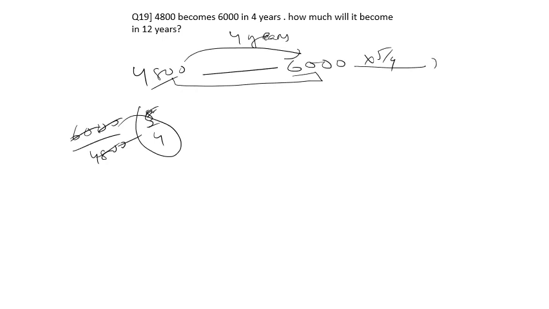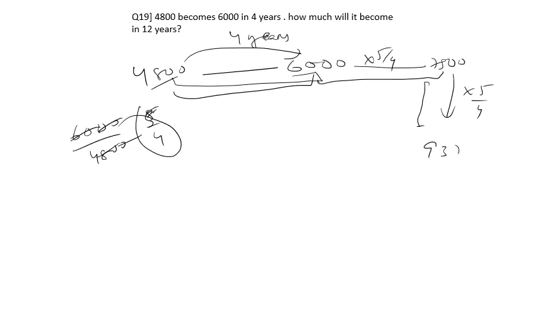15, this is 7500. Again for next 4 years. Next 4 years means already this to this is 4 years, this to this is again 4 years. Now this to this is 12 years will be completed. So this into 5 by 4, now this is coming out to be how much, guys? This is 9375. So this is the answer.